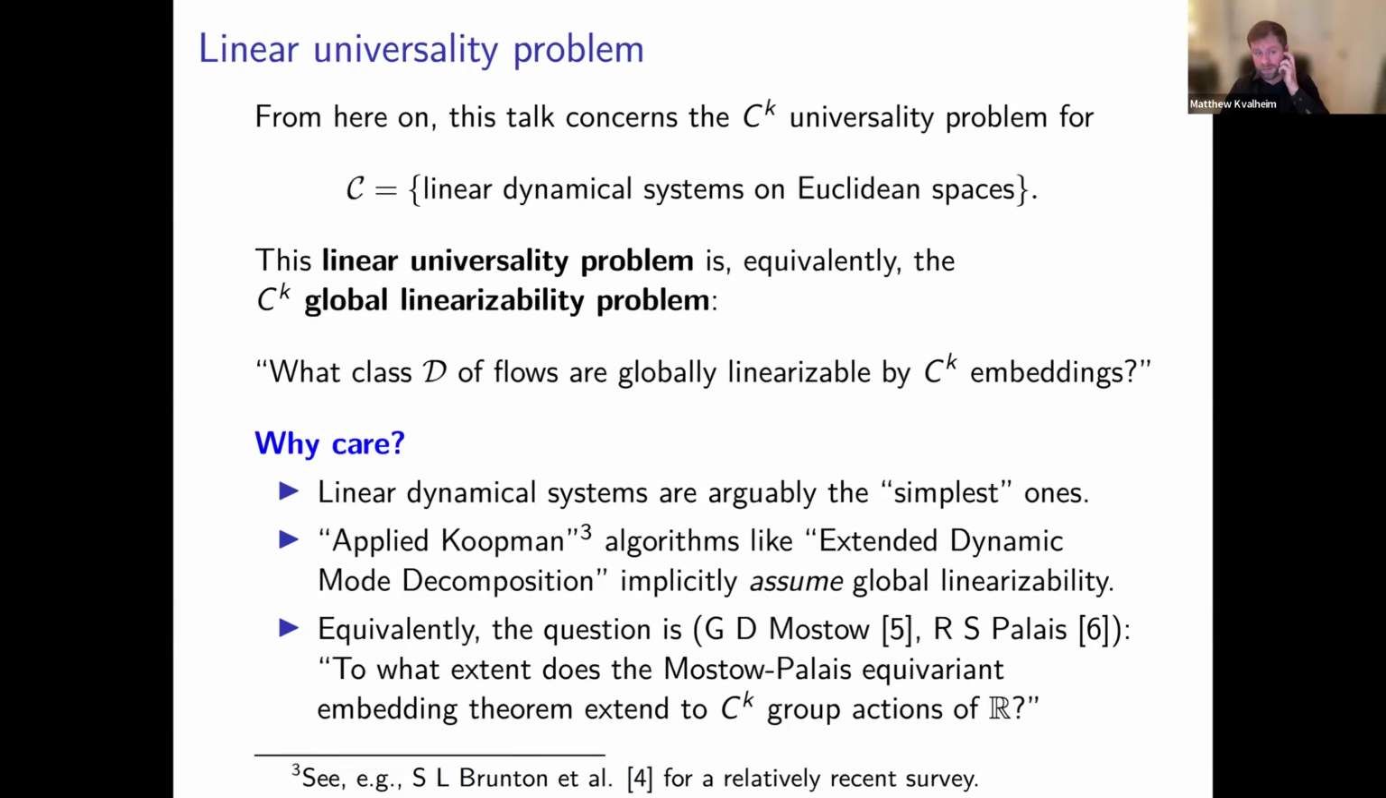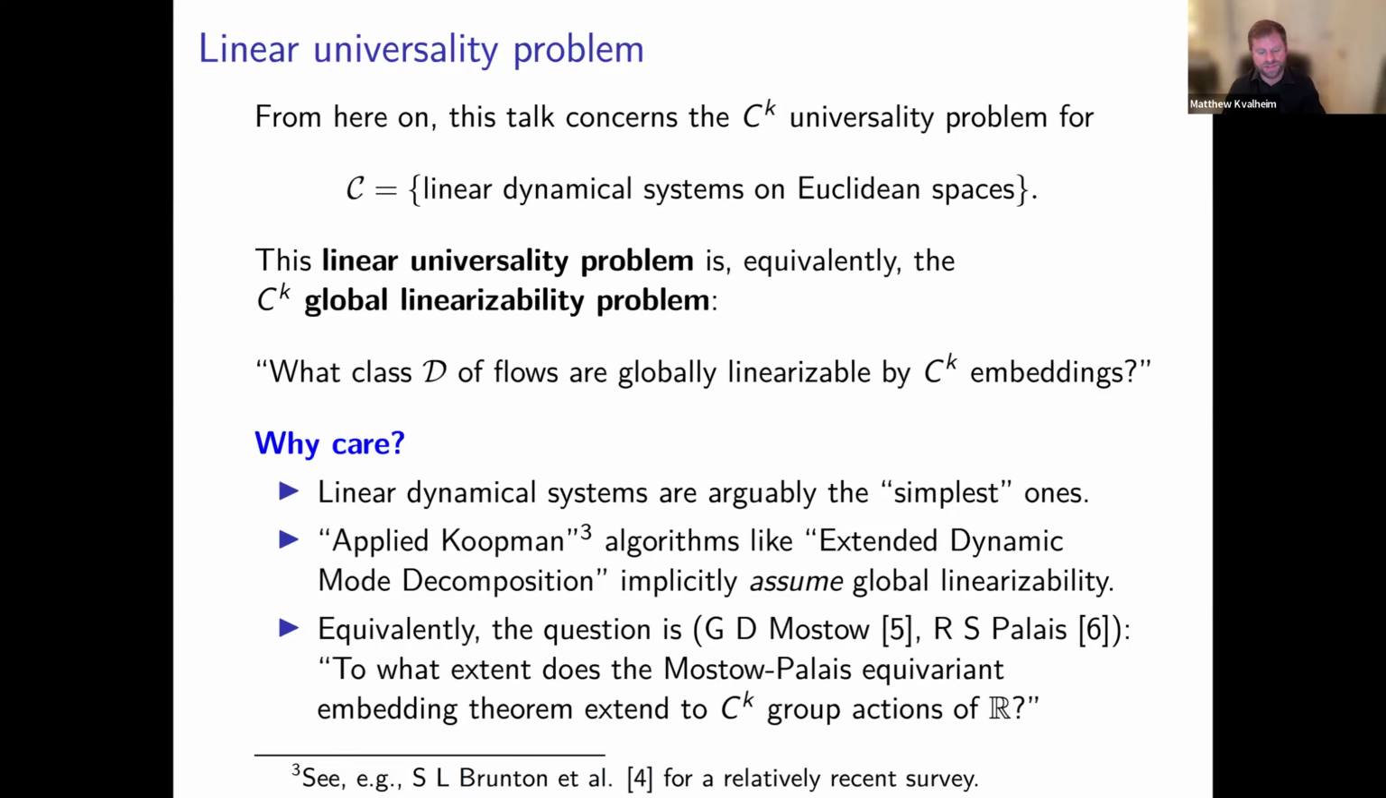But in my talk, I'm not going to be talking about the potential well systems. From here on, I'm going to be talking about the CK universality problem, where C is the set of all linear dynamical systems on Euclidean spaces. So equivalently, this is the CK global universality or global linearizability problem, which asks the question, what class D of flows are globally linearizable by CK embeddings?